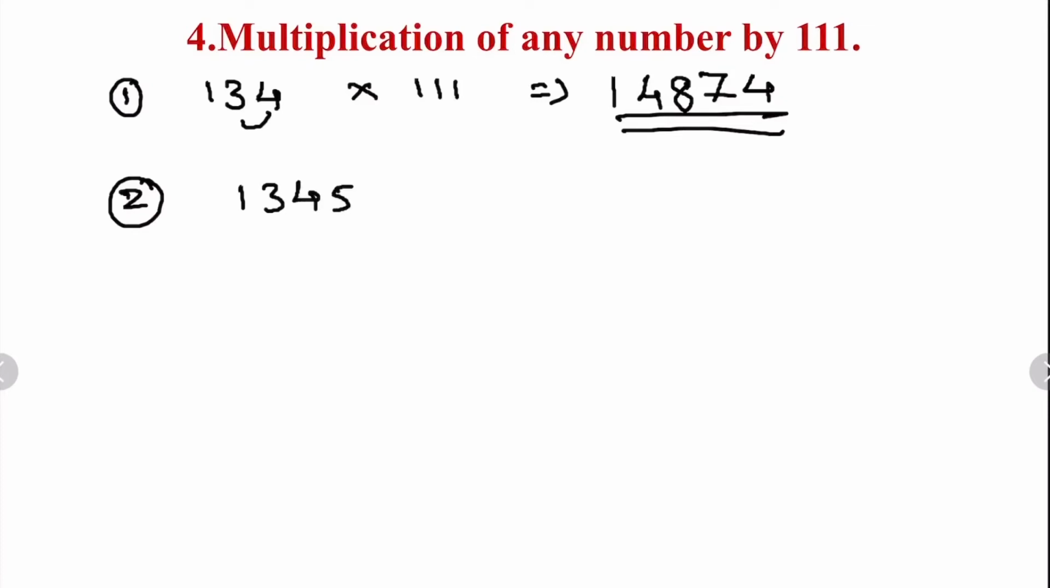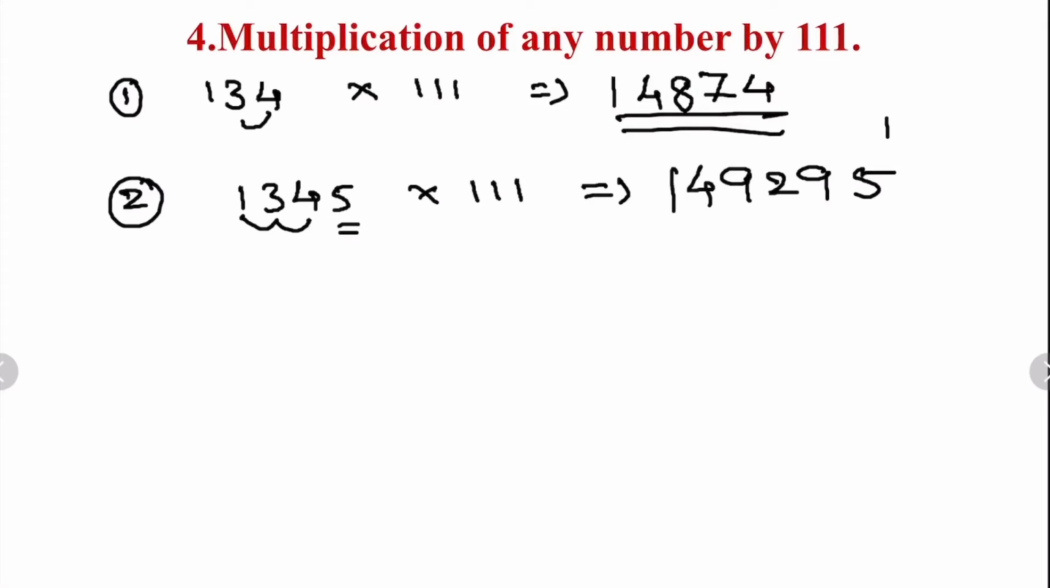To go with another example, 1345 is multiplied with 111. So 5, keep 5. 5 plus 4, 9. 5 plus 4, 9 plus 3, 12. 1 carry forward, leave 5. 4 plus 3, 7. 7 plus 1, 8. 8 plus 1, 9. 3 plus 1, 4, 1.